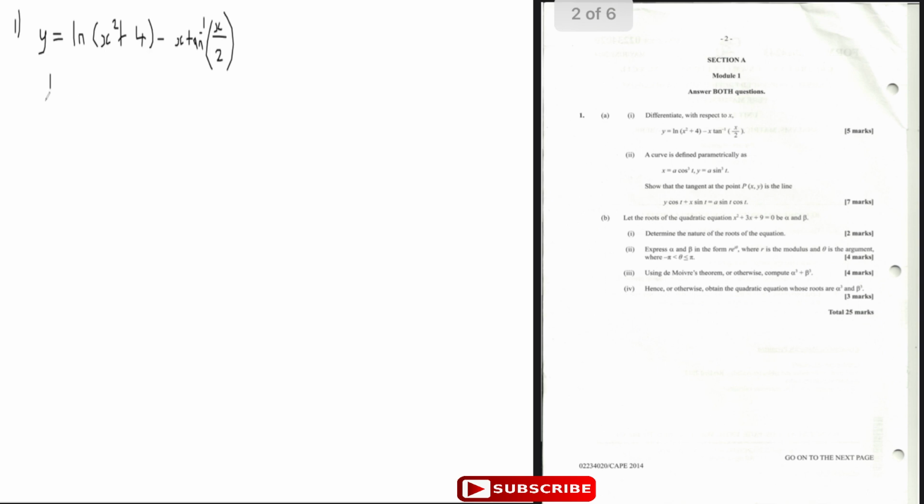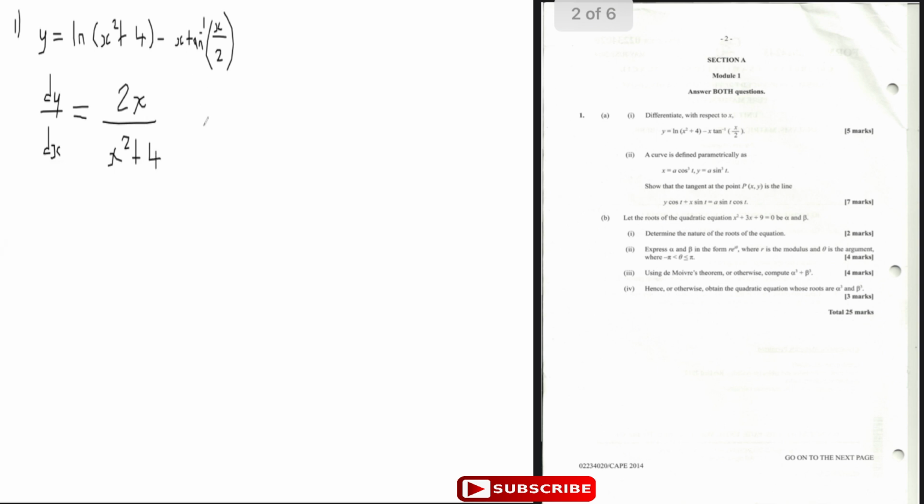So we're going to differentiate it, and we're going to get dy/dx is equal to, now when you're differentiating a log function, when you differentiate x squared plus 4, you get 2x. So that part is 2x over x squared plus 4. The differential of the denominator goes in the numerator. Then you're going to have to use product rule to differentiate this part.